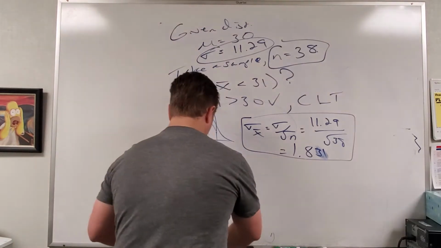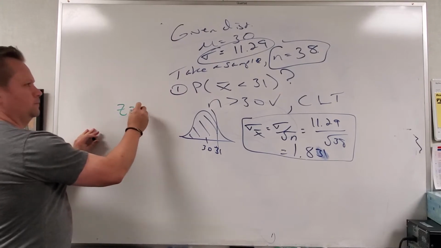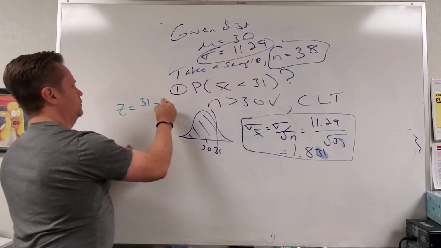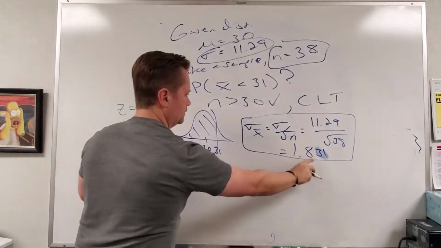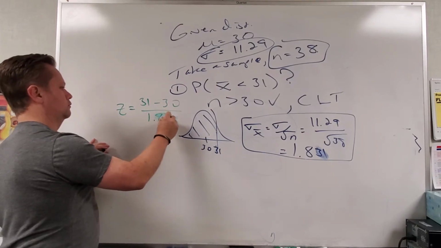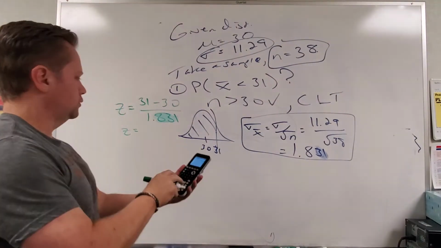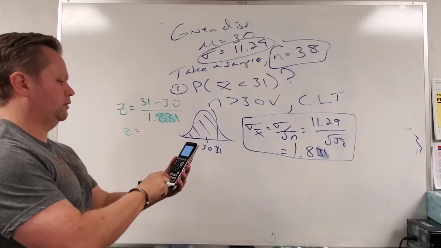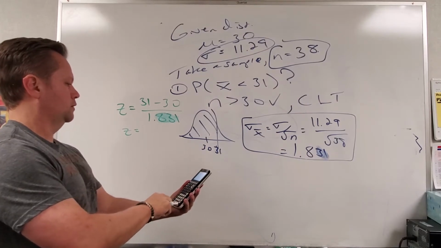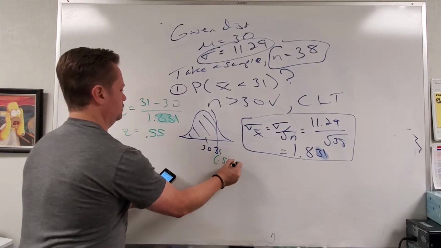So now, let me see. I think my green's working. If I go to make a z-score, it's my data point minus the mean divided by the appropriate spread, which is 1.831. So when I do 1 divided by 1.831, I get 0.55. So the z-score is 0.55.